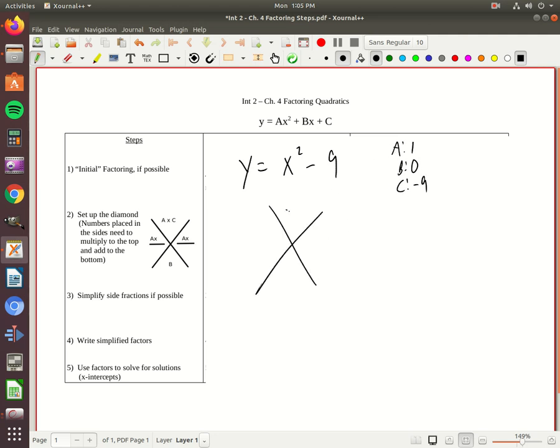A times c is negative 9, b is 0. I'm just going to put that in there like normal. You can see my a is 1, so it's 1x. And now, what do I get on top and bottom? Well, 9 and 0 aren't going to add to 0, but what about 3 and negative 3? 3 times negative 3 is negative 9. 3 minus 3 is 0. Right? Can I simplify this? I cannot.